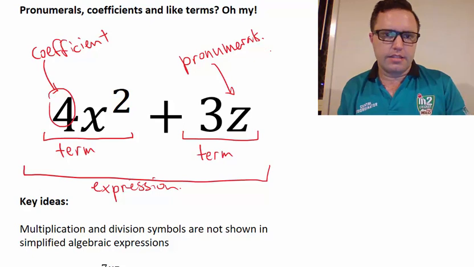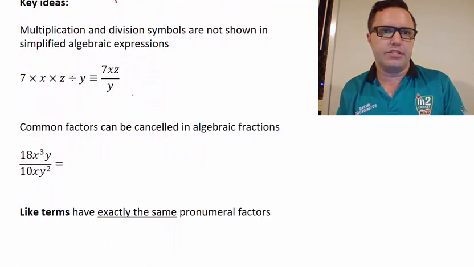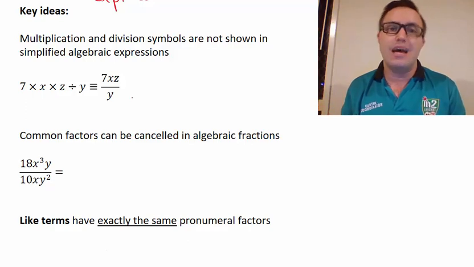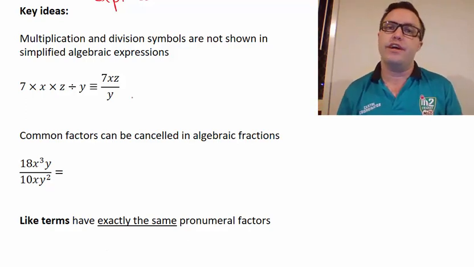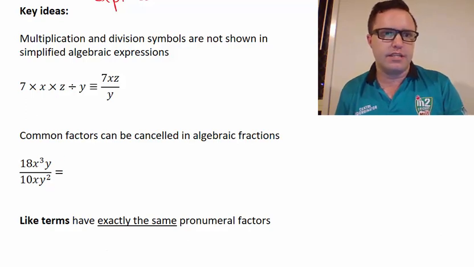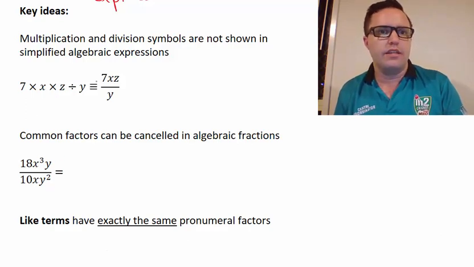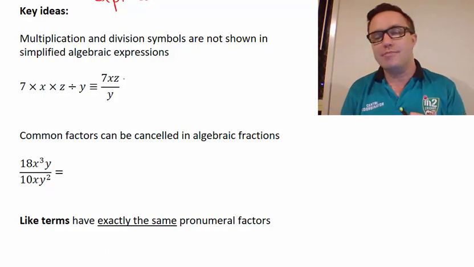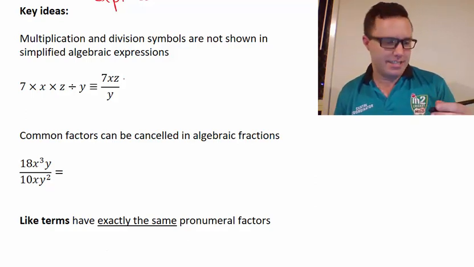Now, let's have a look at some of our key ideas. So, just a quick reminder for you that multiplication and division symbols are not shown in your simplified algebraic expressions. And so, if we had 7 times x times z divided by y, that's equivalent to 7xz over y. So, nice and lazy mathematicians, that's the way we like to write it.